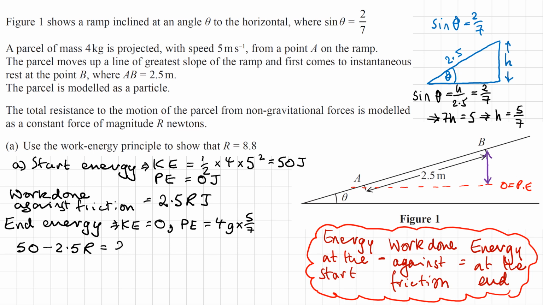And this is just a matter now of rearranging to find R. So I could say that 2.5 R is going to be equal to 50 minus 28. So R is going to be equal to, let's see, 50 minus 28 is 22. So 22 divided by 2.5. And let's see what we get. 22 divided by 2.5. I get 44 over 5, which is 8.8 as required.